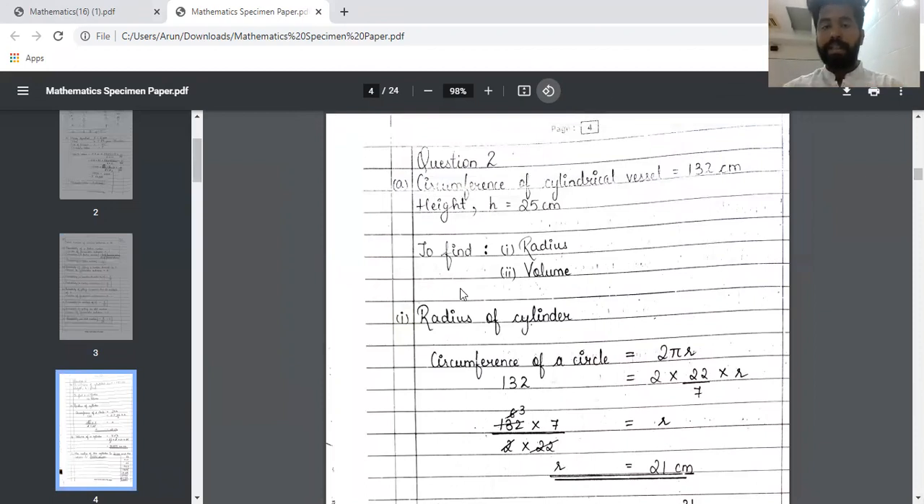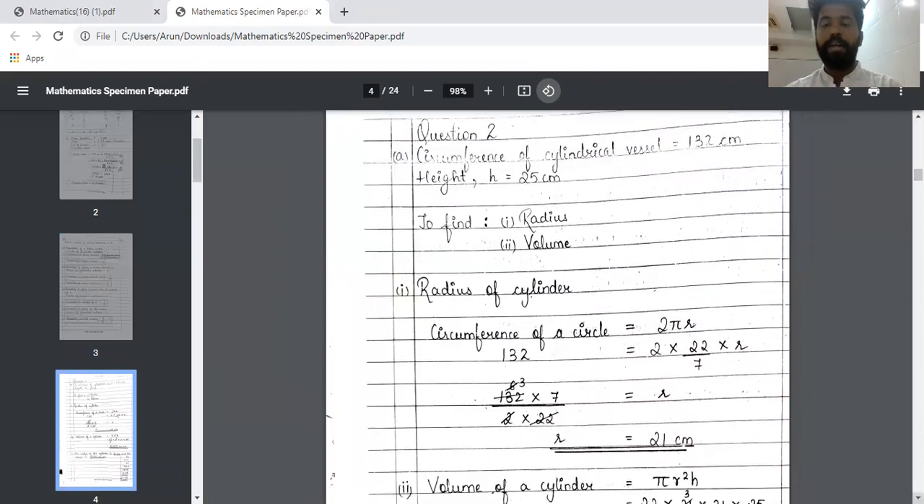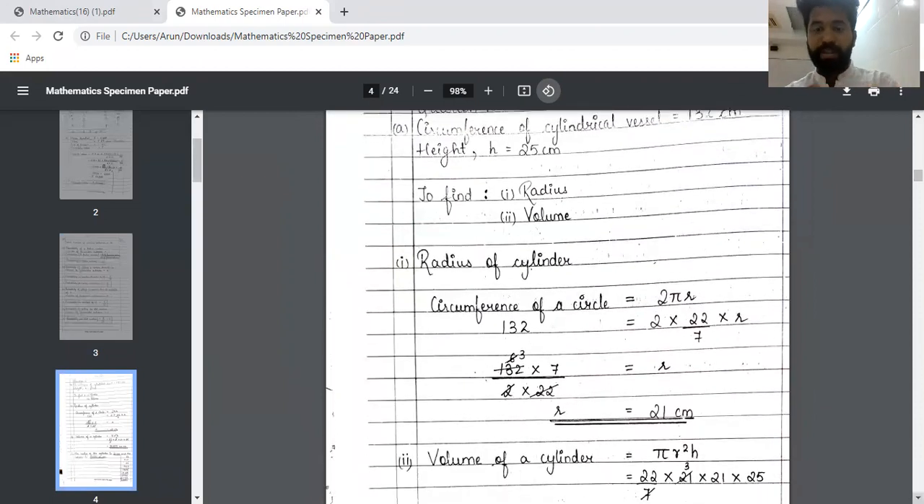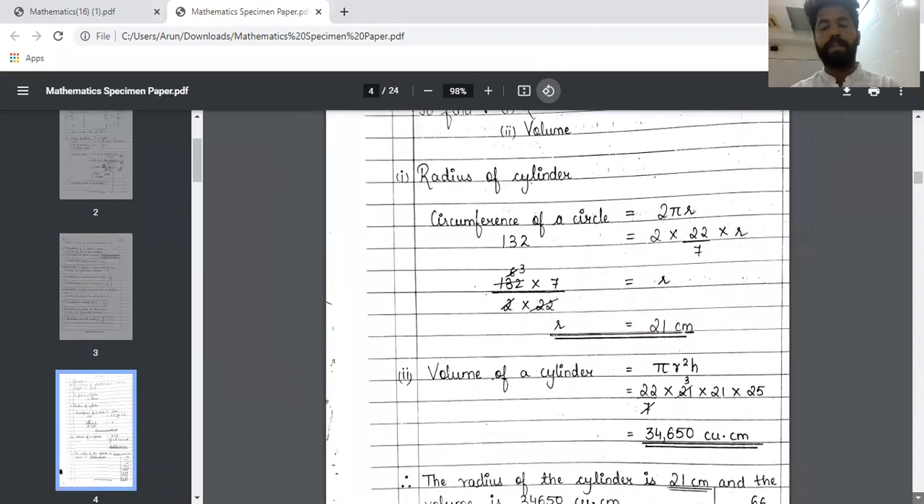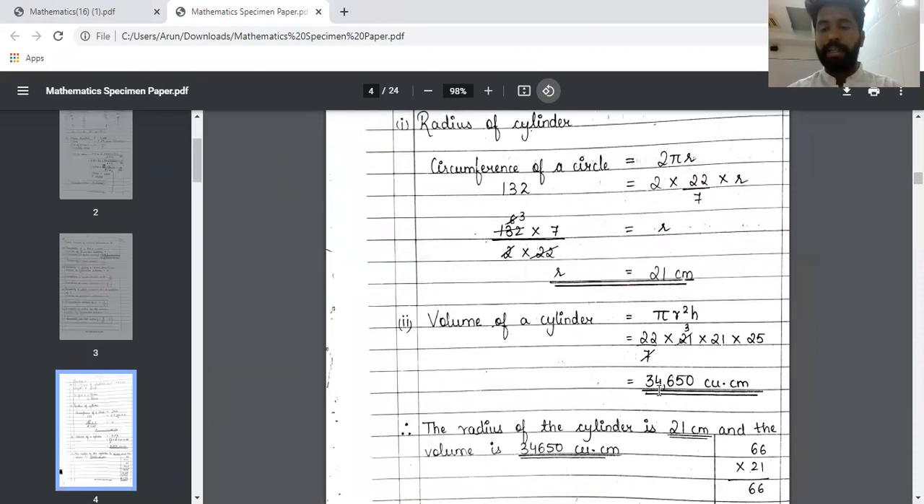Then again, in the next question, as you can clearly see, students, what they've done is they have written the given data first, then whatever is to be found out, then the formula you're going to use to calculate that value has been specified. Then the values have been substituted properly. Then once the answer has been calculated, they've underlined that. Same goes for the second part, the volume of cylinder. They've calculated the correct answer. They've used the correct unit for every answer.